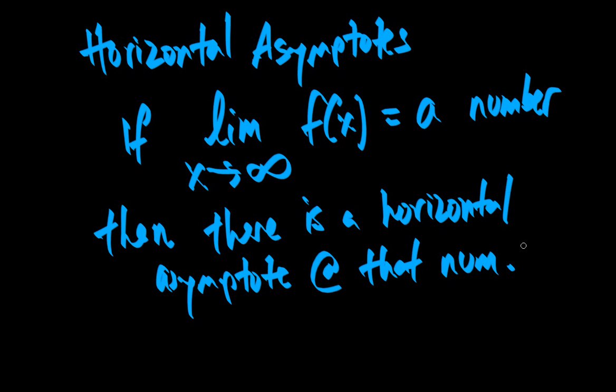Now this leads us into the interesting topic of horizontal asymptotes. You can determine whether or not a function has a horizontal asymptote by examining the limit of that function as x approaches infinity. The idea is that if that limit equals a number that's not infinity, then there's a horizontal asymptote at that number. Let me show you the graph to show you what I mean.